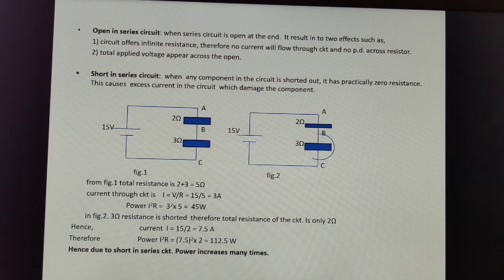Now consider figure second. In figure 2, 3 ohm resistor is shorted, therefore total resistance of the circuit is only 2 ohm. Hence current in the circuit is I equal to 15 divided by 2 equal to 7.5 ampere. Therefore, power I square R equal to 7.5 square into 2, that is equal to 112.5 watt. Hence, due to short in series circuit, power increases many times.